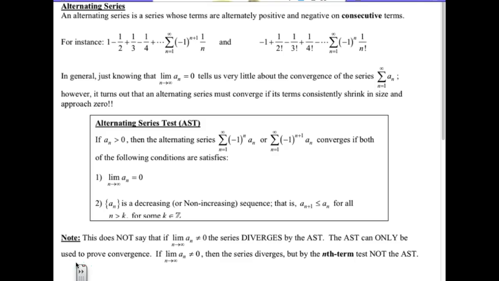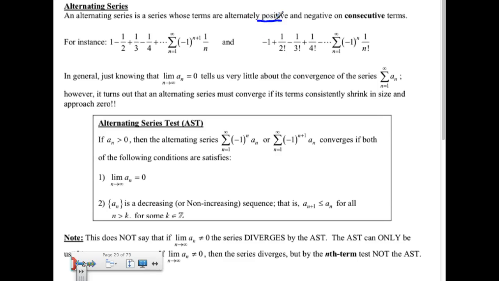Anyway, the alternating series test is incredibly easy to spot, and that's nice because one of the more difficult things with series is looking at it, and they all kind of look the same, and what test do I use? But alternating series have a tell. Their tell is that they have to have what we call an alternator. What an alternator does is it causes terms to go from positive to negative consecutively.